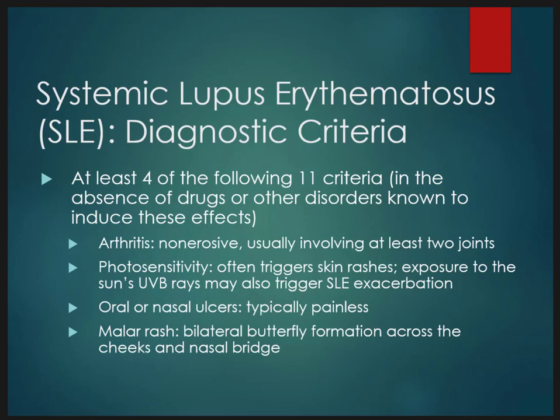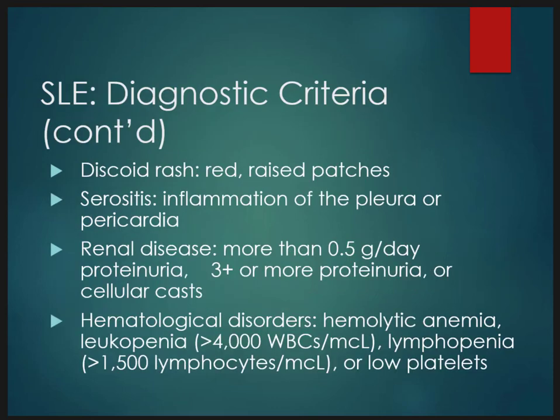photosensitivity that can trigger some skin rashes when you're exposed to the sun, some oral or nasal ulcers, malar rash, butterfly formation across the cheeks and the nasal bridge. You can also have a discoid rash, raised red patches. You can have some serositis, inflammation of the pleura or the pericardia, renal disease, where you are showing some proteinuria, and you may see 3+ or more proteinuria in the urine and some cellular cast. And hematologically, you can also see some hemolytic anemia, some leukopenia, where the white count is abnormal, and lymphocytes can be abnormal, and also low platelets.